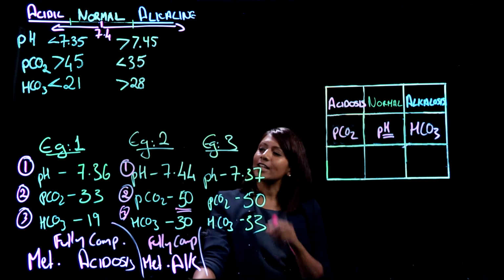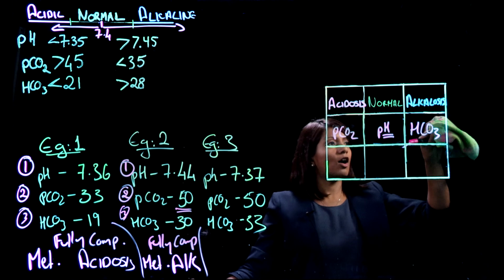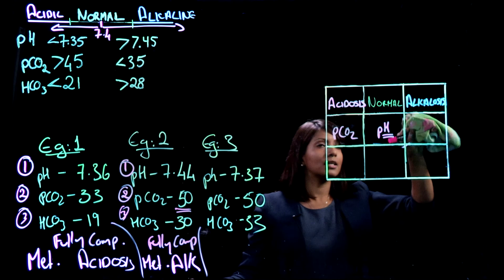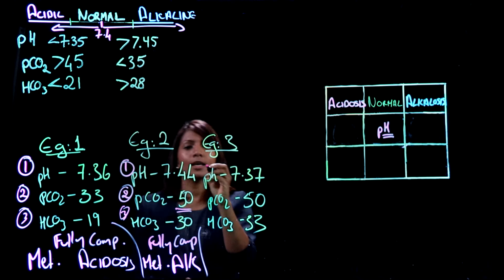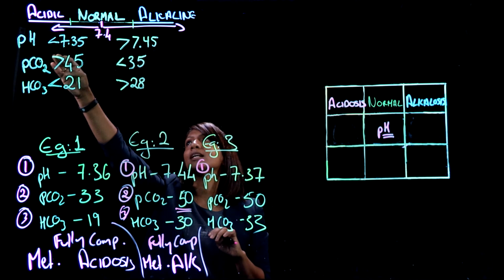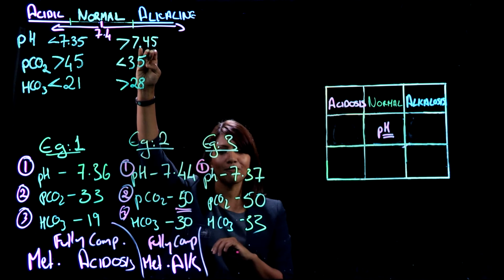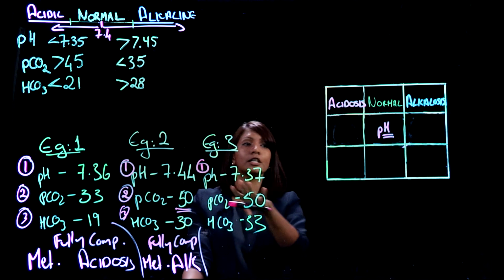Okay, so let's look at our final example here. Same way, we're going to start off with all the three elements. Number one will be to look at the pH. So pH of the blood is 7.37. 7.37 is between 7.35 and 7.45. Now 7.37 is therefore normal.